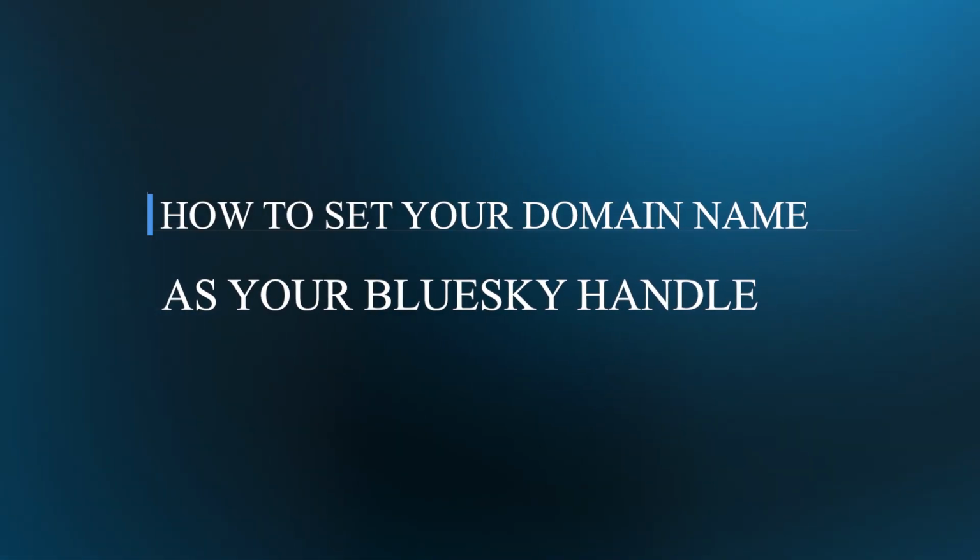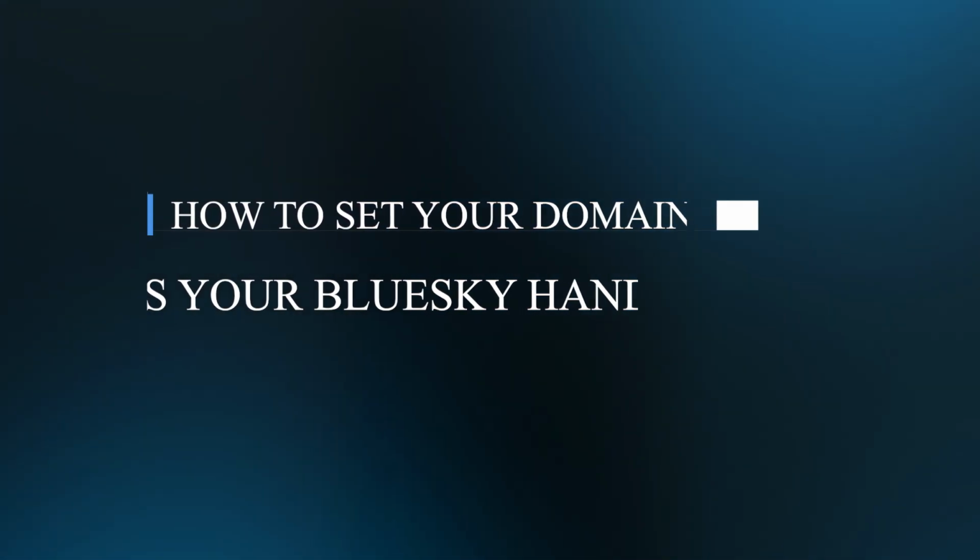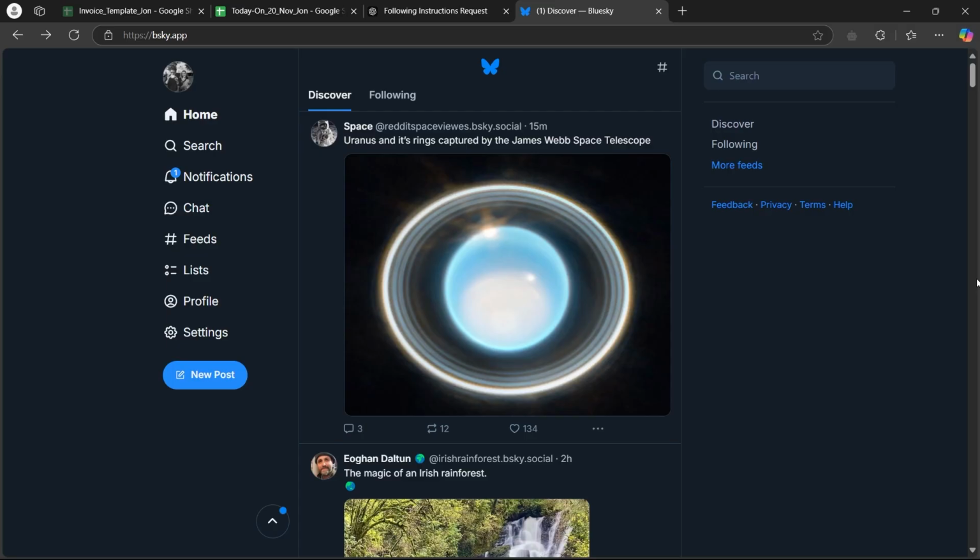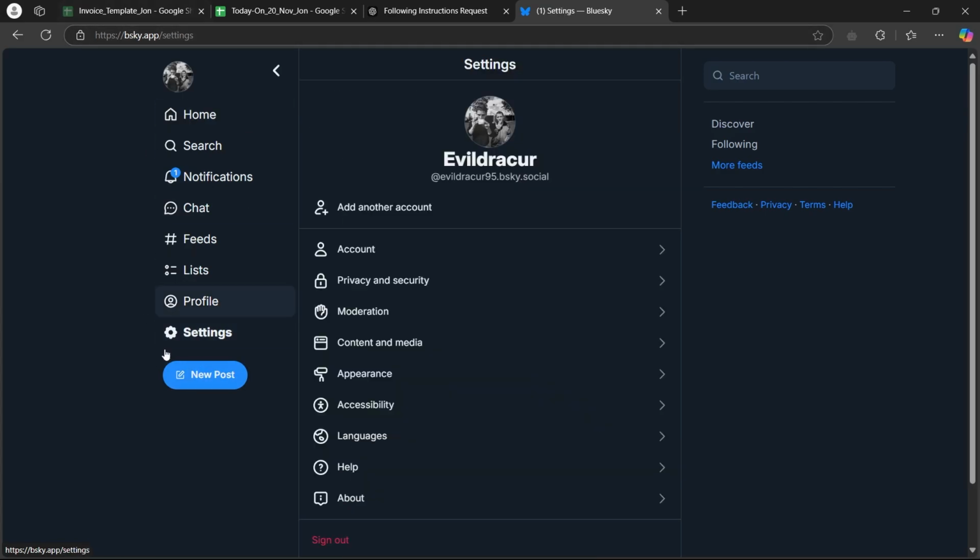Today I'll be showing you how to set your domain name as your Bluesky handle. So in order to do this, first of all navigate to bsky.app and you will see the Bluesky feed appearing just right here. Now simply click on the settings icon, that is the gear icon at the bottom from this screen. You can also do this on your mobile phone.